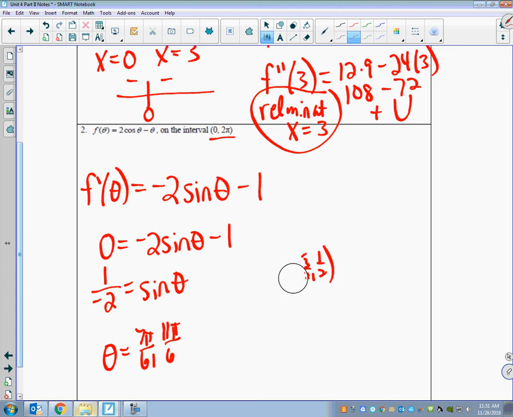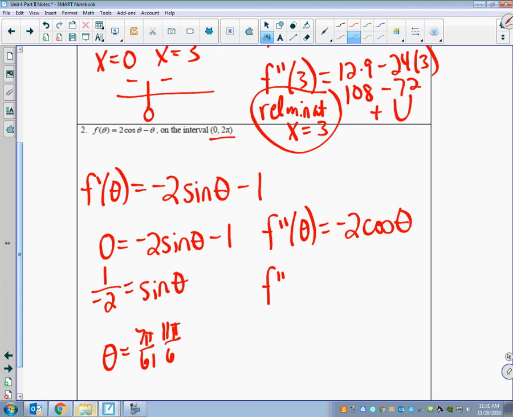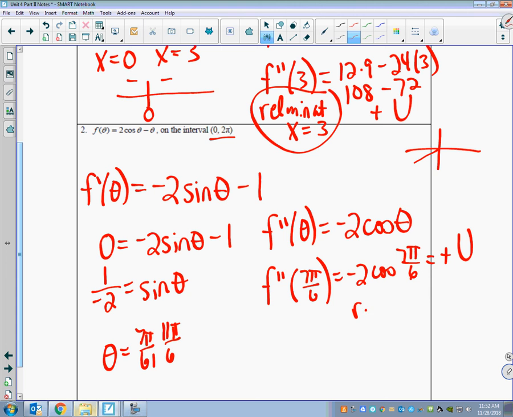We also could do the second derivative test. So if I did the second derivative, the derivative of sine is cosine, so that's just negative 2 cosine of theta, and the derivative of negative 1 is 0. So if I plug 7 pi 6 in there, I get negative 2 times the cosine of 7 pi 6. It really doesn't even matter if you know what that is or not, if you know if it's positive or negative. And think about 7 pi 6 is down here. Cosine is negative in quadrant 3, so a negative times a negative is a positive answer. So that means it's concave up. So I know that it's a relative minimum at theta equals 7 pi 6.